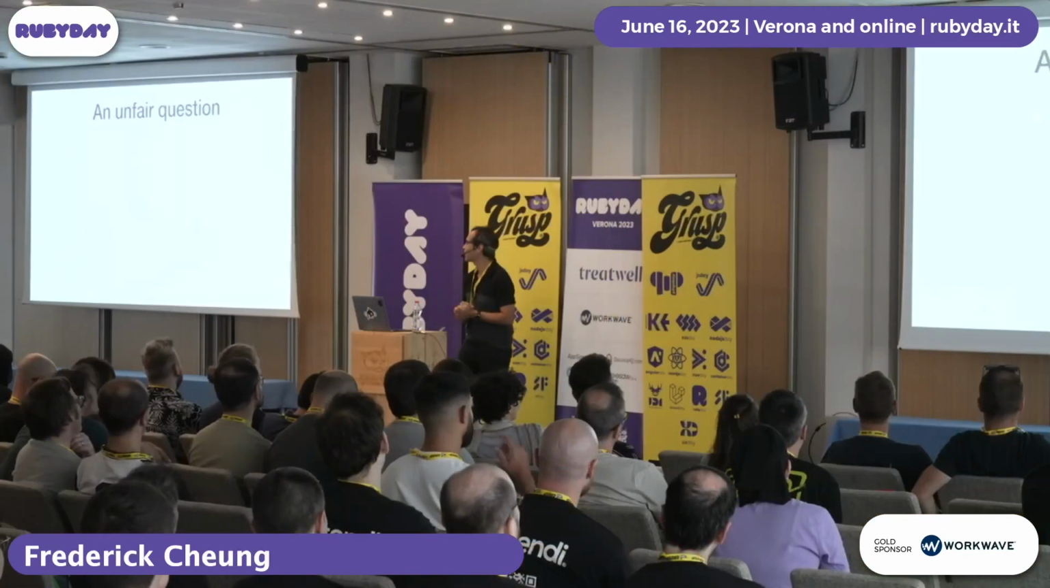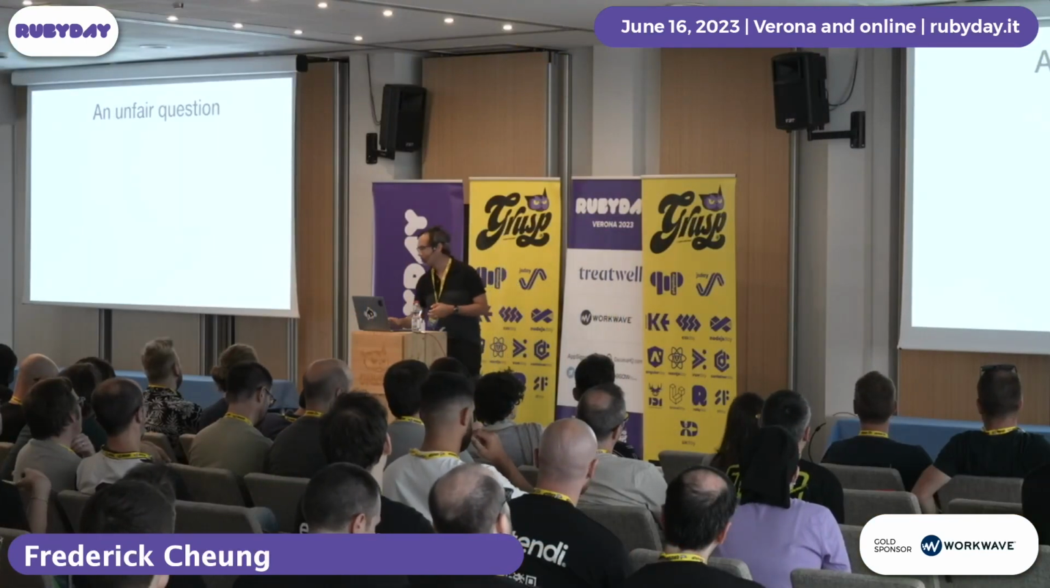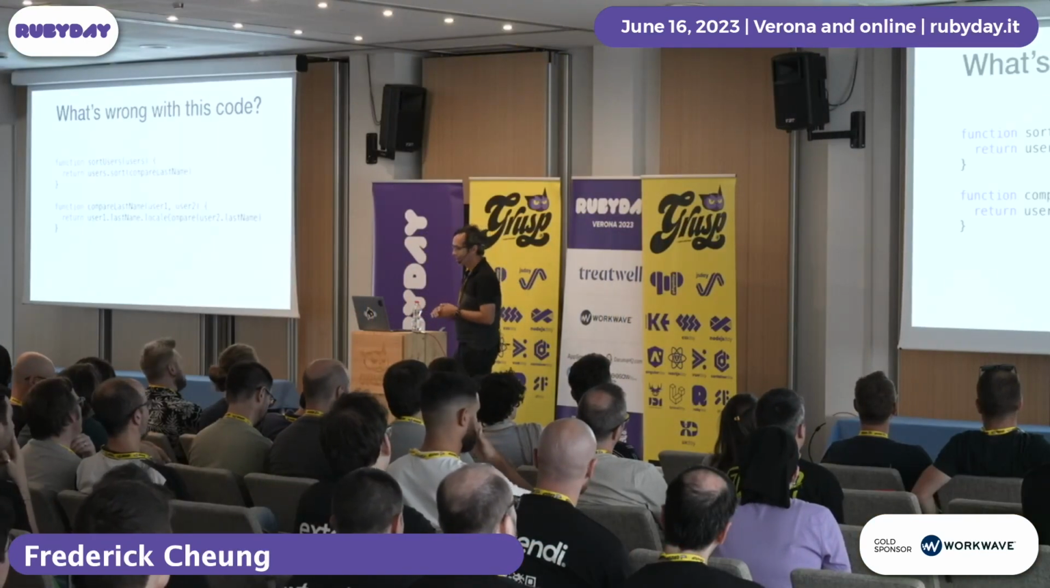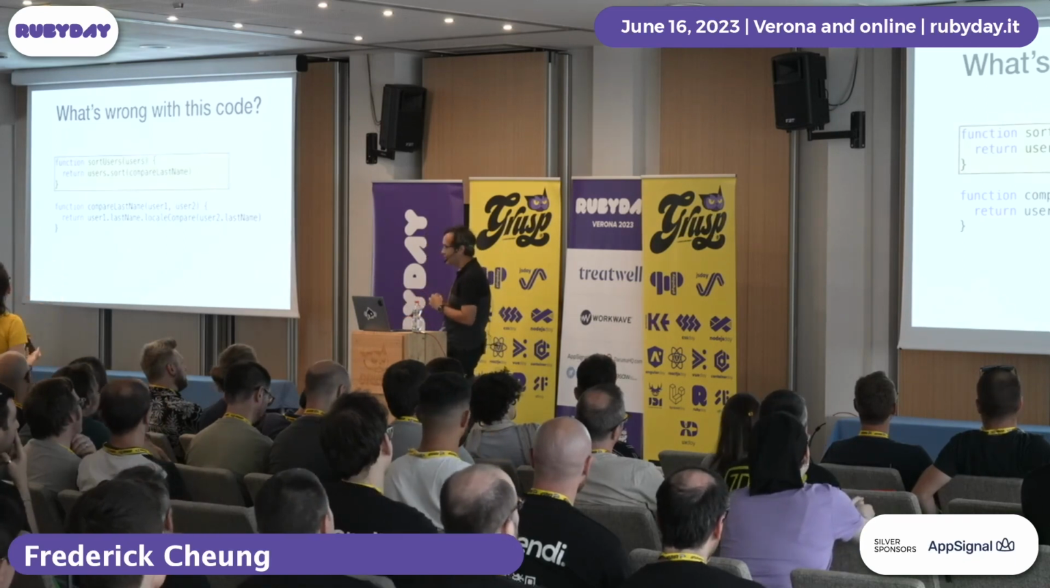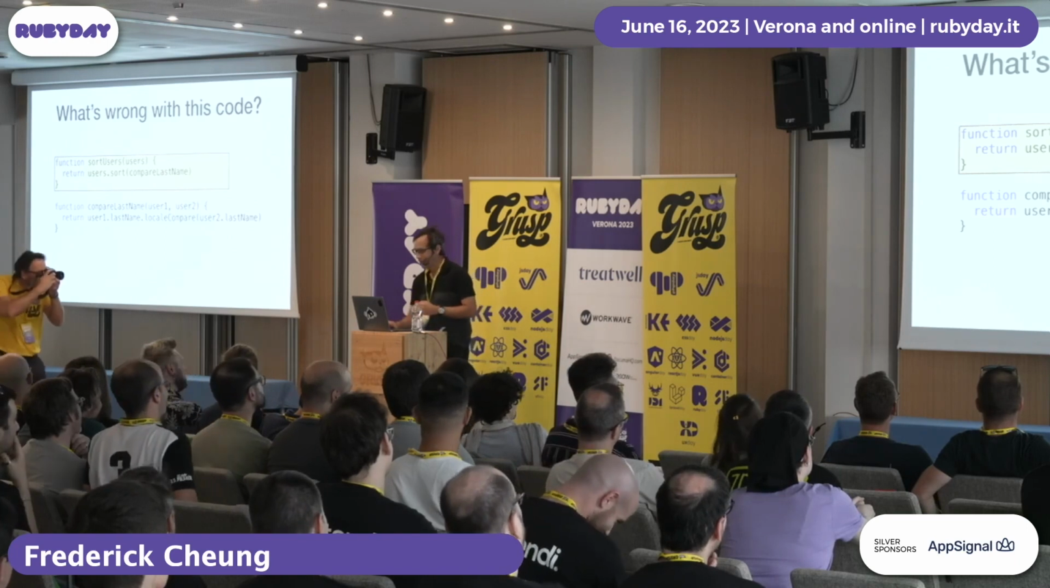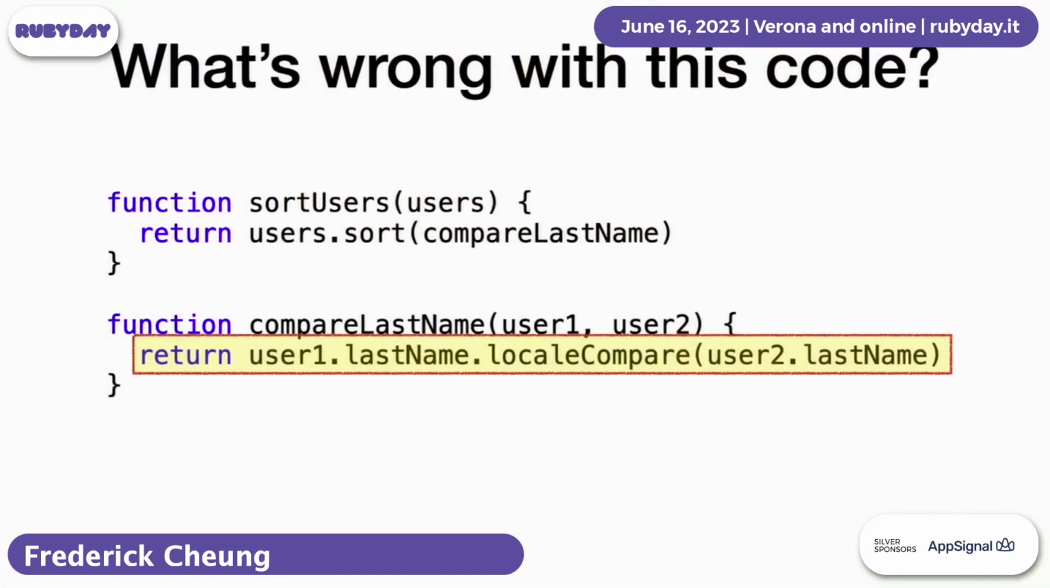Anyway, onwards from cats. I wanted to start with an unfair question, which is, what's wrong with this code? Some JavaScript. There's this sort users function, and I do it by comparing the last name of the users. So I wondered if anyone had a guess at what's wrong with it.